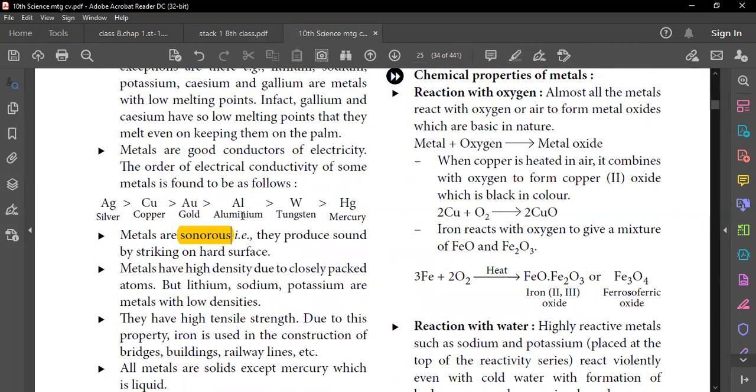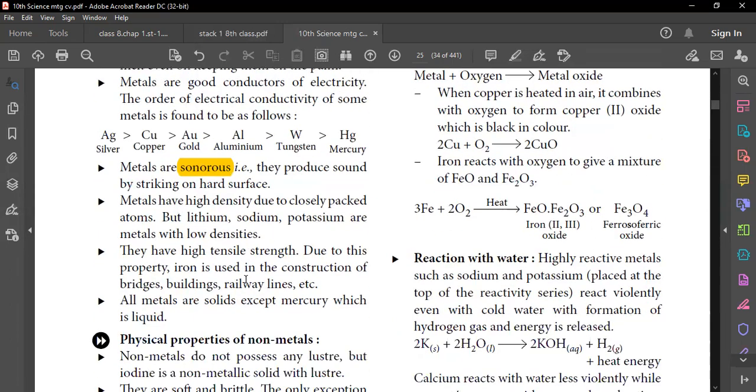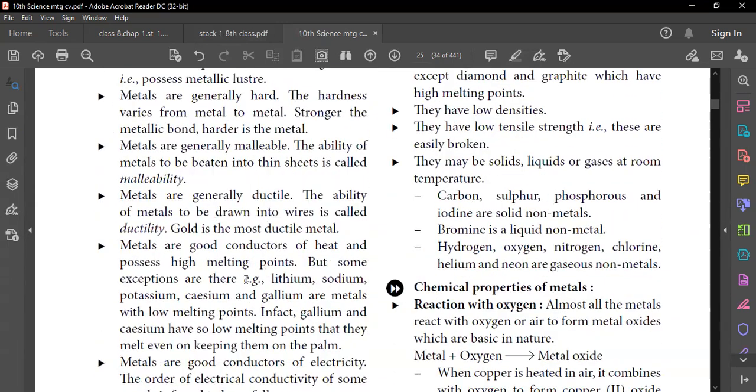Then you can take this order also. The metals are good conductors of electricity, but among those metals, which one is the best conductor? Silver, then copper, then gold, then aluminum, then tungsten, and then mercury. So almost all these properties we discussed.